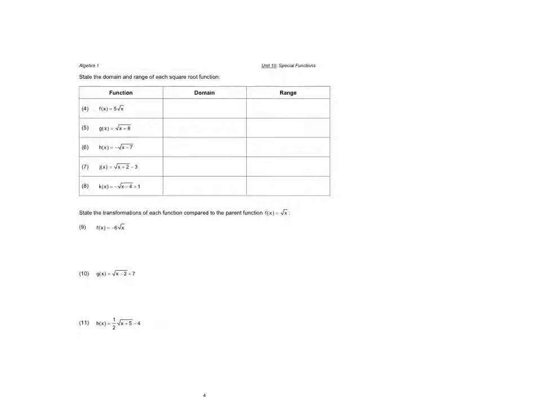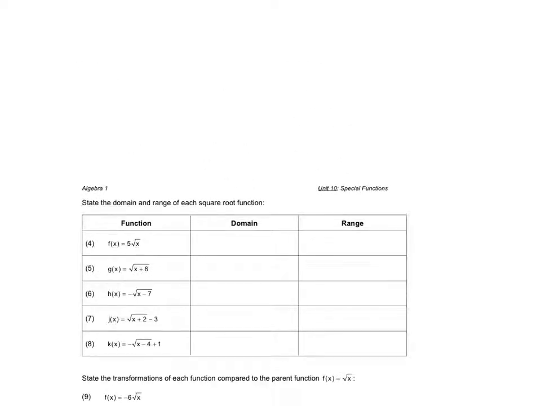All right, so let's talk about the domain and range of the parent function first. So of f of x equals the square root of x, the domain, if you just draw the graph, the x values start at 0 and they go to infinity. The range starts on the x-axis and goes to infinity.